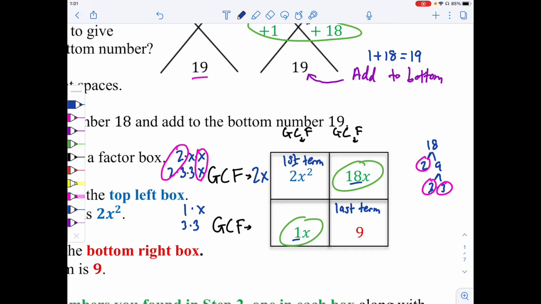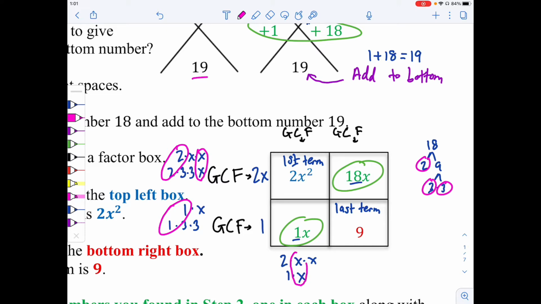But they do have a 1. So if there's nothing in common, like a 1 here, that will be your GCF. Positive 1 goes there. And then we do the column here, 2x squared and 1x. So 2x squared will be 2 times x times x, and 1x is 1 times x.